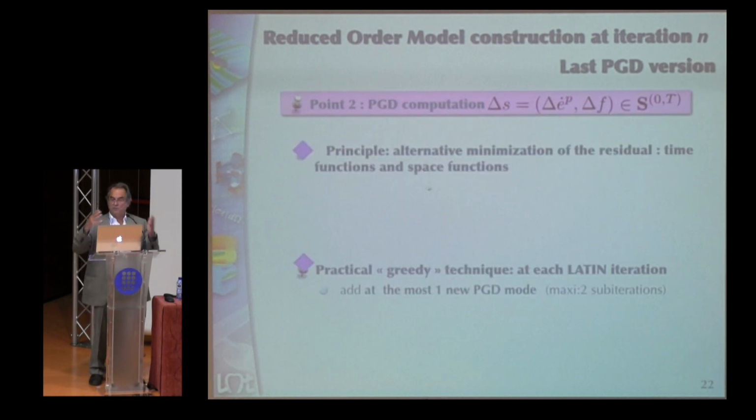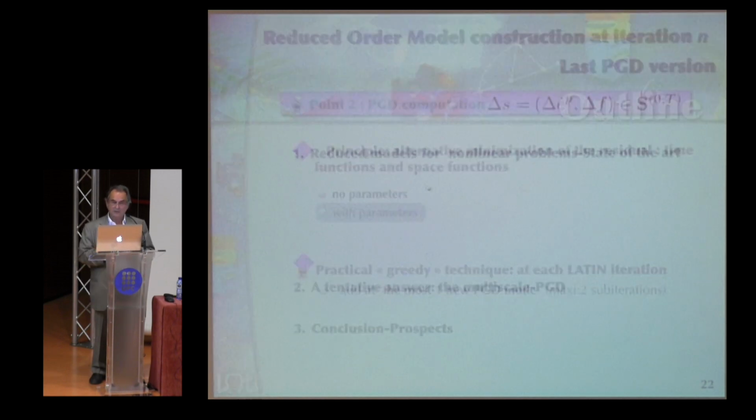So now we minimize the global residual, alternatively to get the time function and the space function. Particularly what we do, at each Latin iteration, to get the solution, we have two sub-iterations. And at the most, for each Latin iteration, we introduce one new PGD mode.